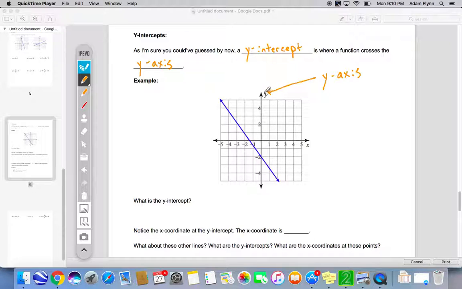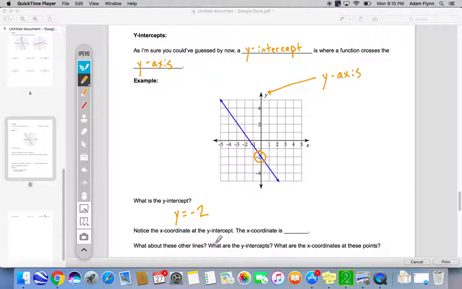So if we take a look at this example, we take a look down our Y-axis, and right at this point, our line crosses the Y-axis. So that means our Y-intercept is at Y equals -2.